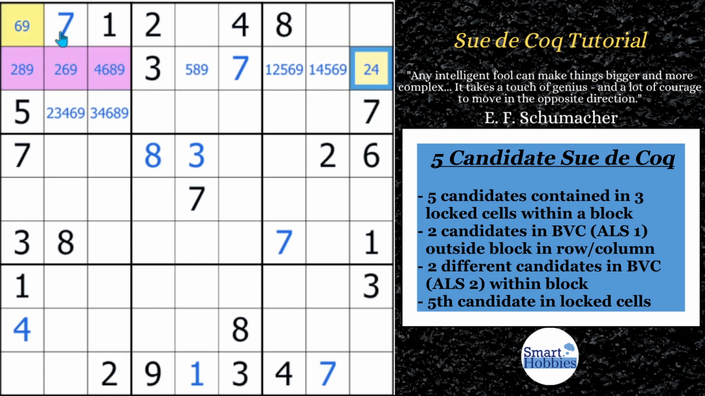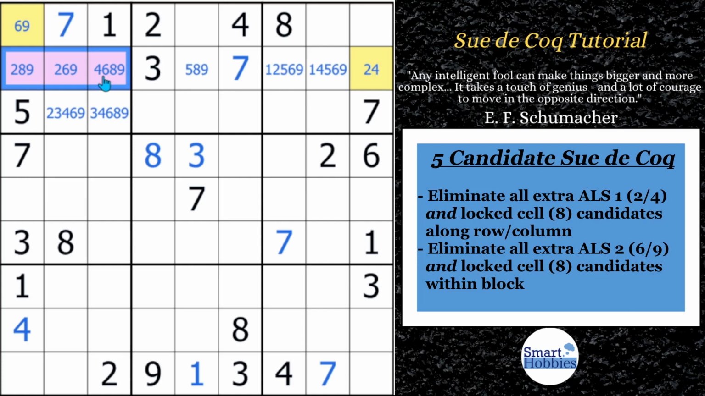So you have a 2, 4 here and you have a 6, 9 here. And you probably notice we also have an 8, right? So you got an 8. Well, this is still a good SDC. And the reason is because we have these distinct BVCs outside, and you have 1 extra candidate right there. We're going to be able to make some eliminations. This is very powerful. So this is how it works when you have a 5-candidate SDC.